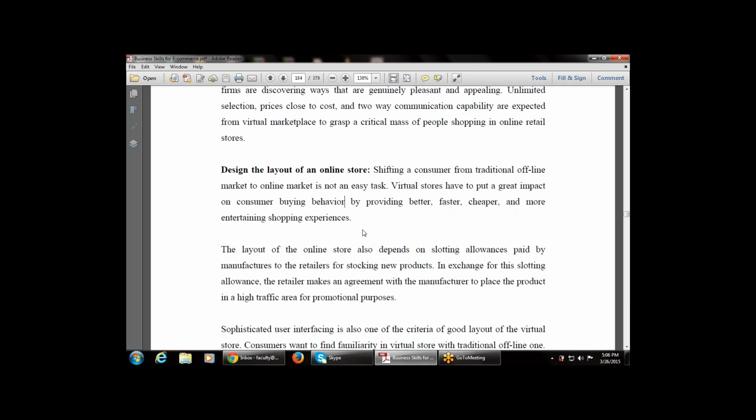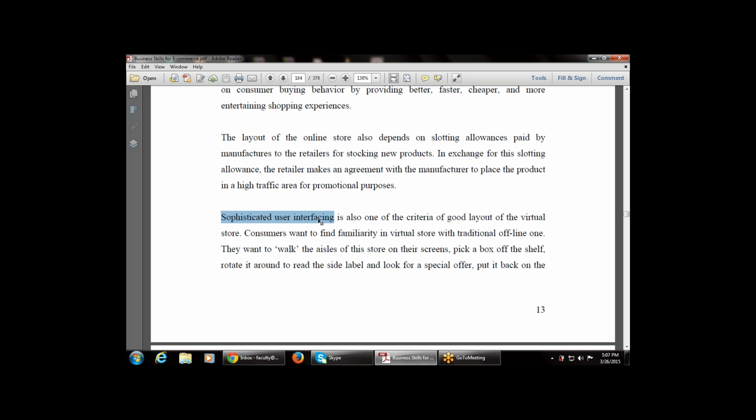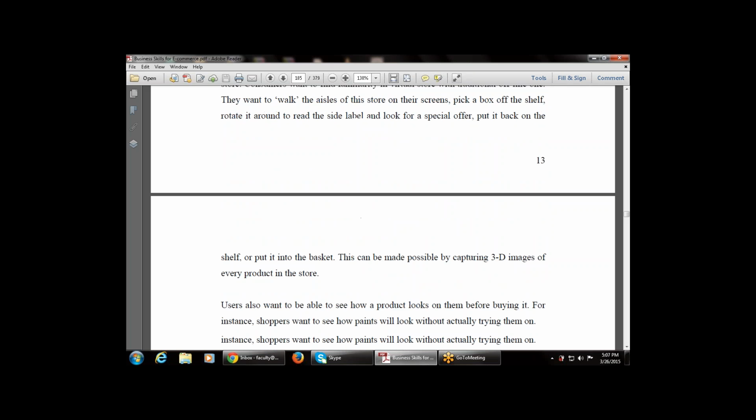The layout of the online store also depends on the slotting allowances paid by the manufacturer to the retailer for stocking the new products. Sophisticated user interfacing is also one of the criteria of a good layout of the virtual store. Consumers want to find familiarity in the virtual store with the traditional offline one.